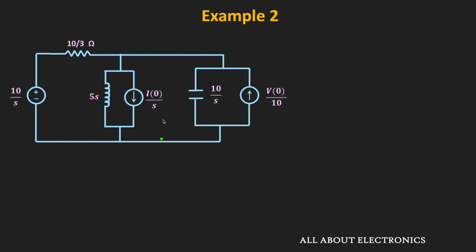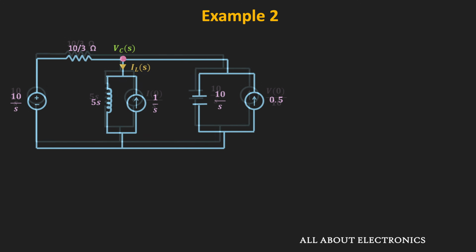Here, we have been given that the value of the initial current through the inductor is equal to minus 1 ampere. So we can say that this current source is equal to minus 1 divided by S. Simply, we can write it as 1 divided by S, and we can reverse the direction of the current source. Similarly, over here, the initial voltage across the capacitor is equal to 5 volt. That means this current source will be equal to 5 divided by 10, that is equal to 0.5 ampere. So with this modification, this is how the equivalent circuit will look.